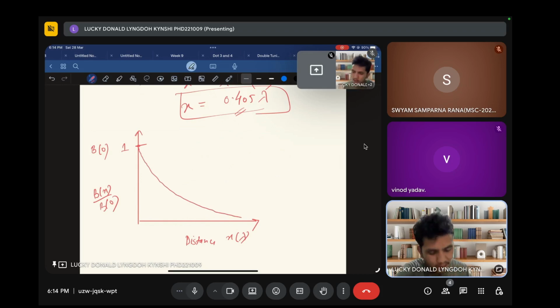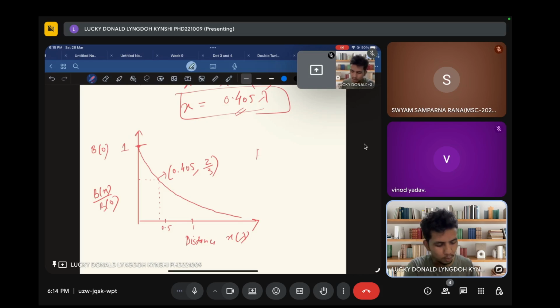It reduces. And what is this distance? Let's say this is 0.5, this is 1, and you can write 0.4 in terms of it here. So this distance is 0.405, and the magnetic field should be 2 by 3 of your maximum value. This simple diagram tells you up to what distance the magnetic field decays exponentially, up to what distance the magnetic field will reduce by this much.